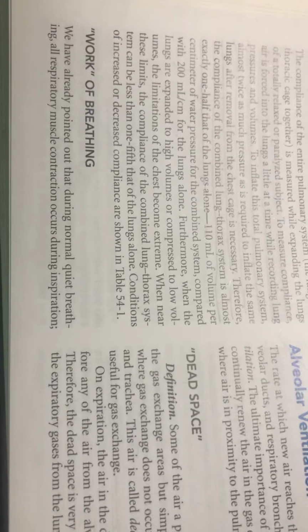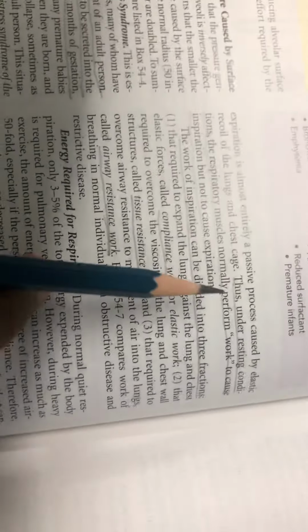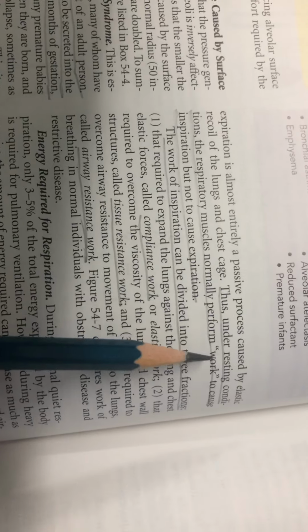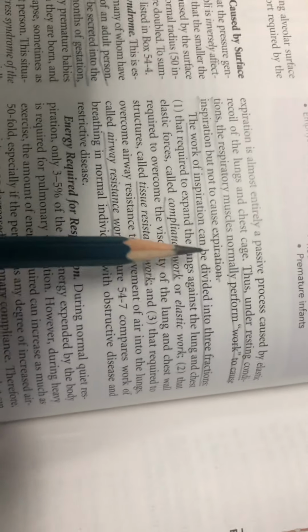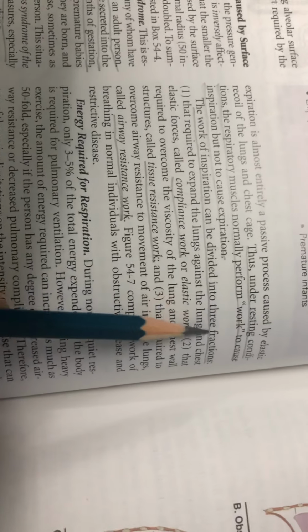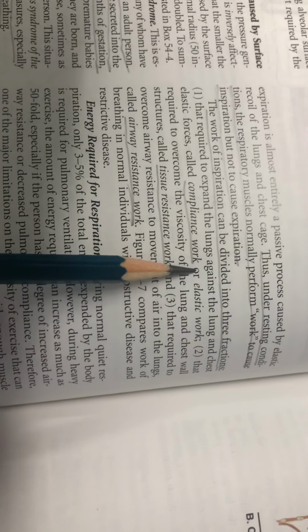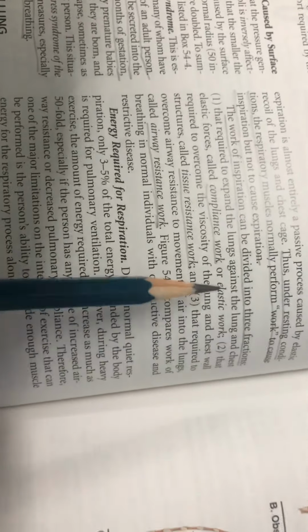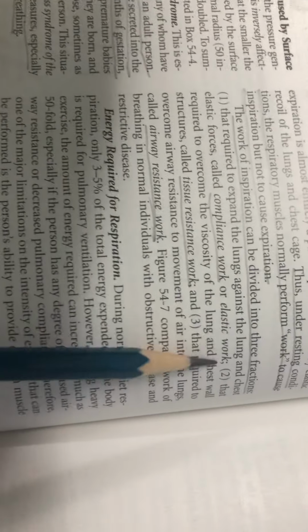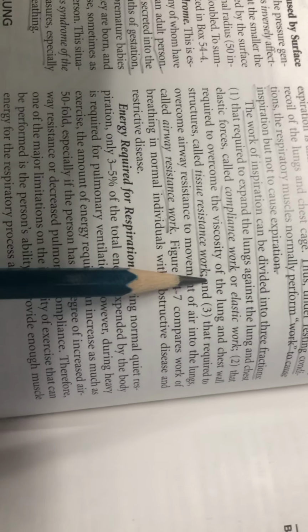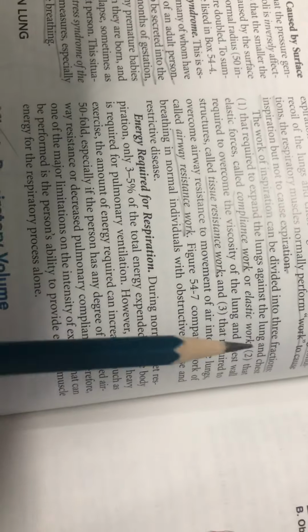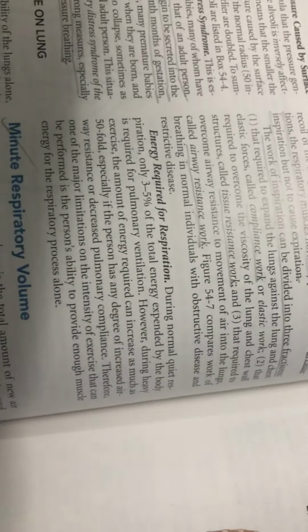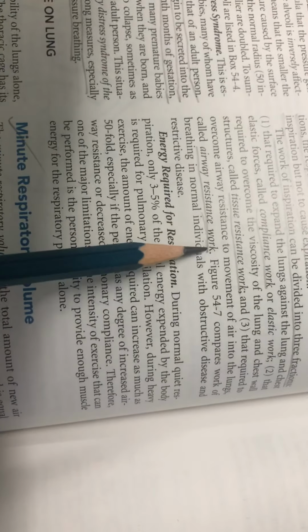As we already said, in normal quiet breathing, inspiration is an active process. So work is only done for inspiration but not for expiration. The work of inspiration can be divided into 3 fractions: compliance work, that is the work required to expand the lungs and the chest; then tissue resistance work to overcome the viscosity of the lung and chest wall; and also airway resistance work to overcome airway resistance.